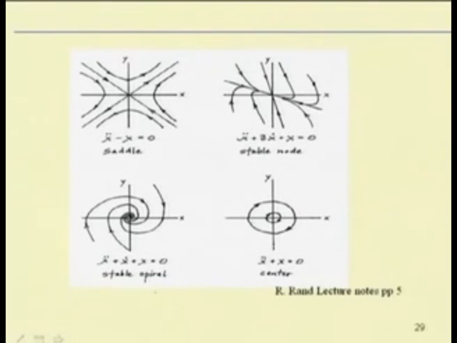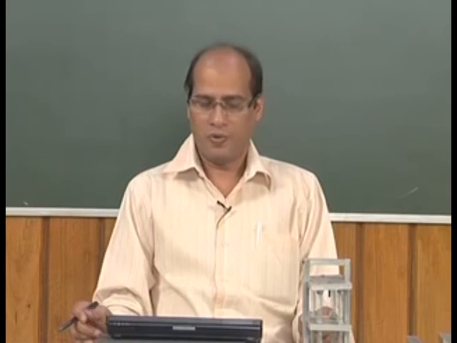Similarly, you can have a stable spiral. If the equation is in this form, x double dot plus x equal to 0, this is a stable spiral, and you can have a center. So, x double dot plus x equal to 0. In this case the response will be x sin omega t plus phi. So, you can have a stable periodic orbit, or you can have a center. One can study the bifurcation of all these equilibrium positions.